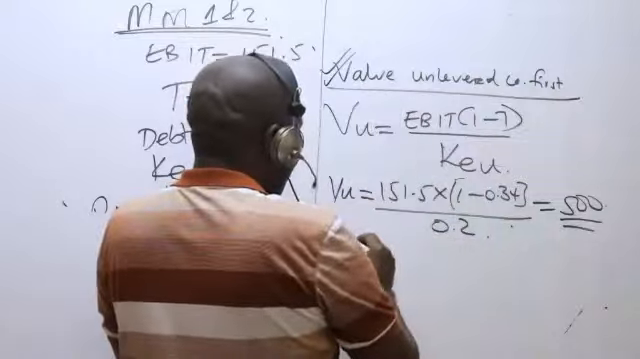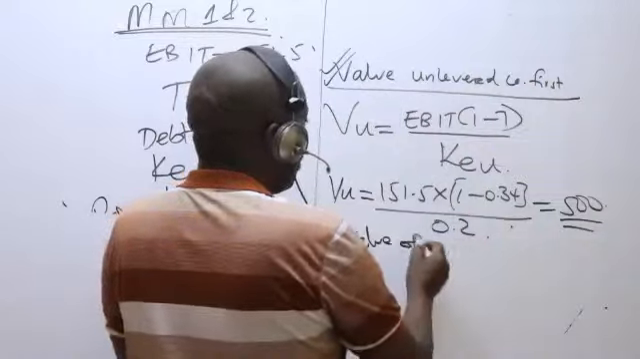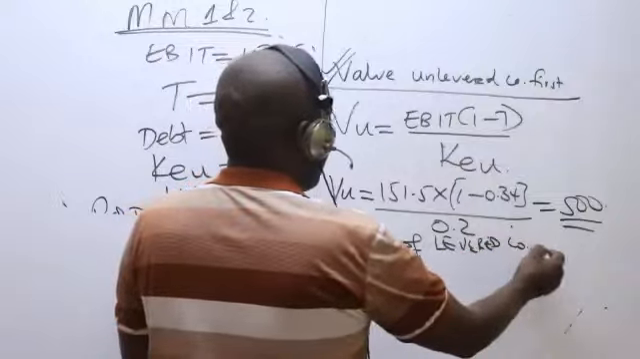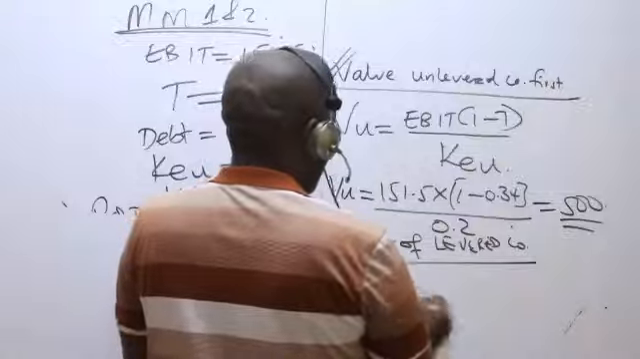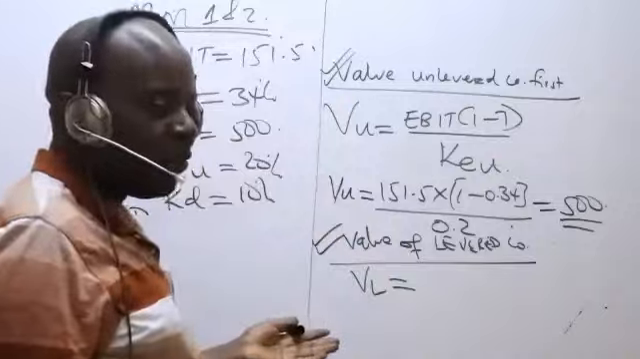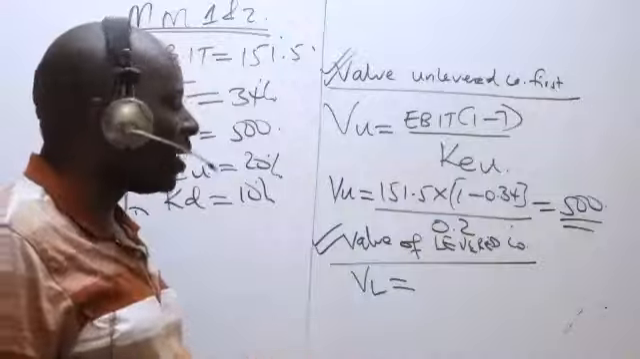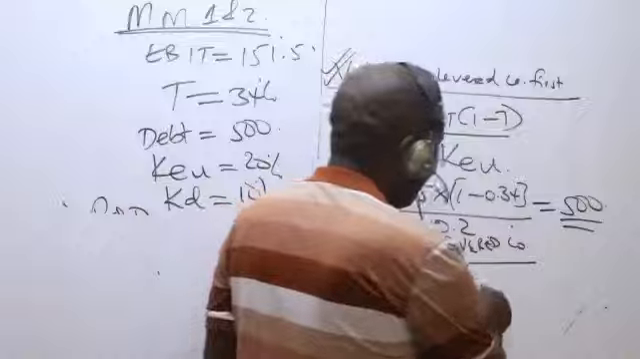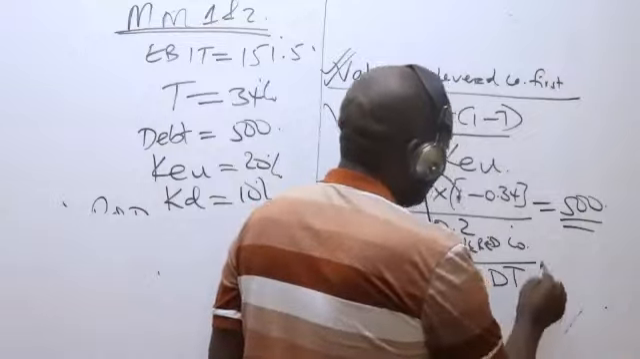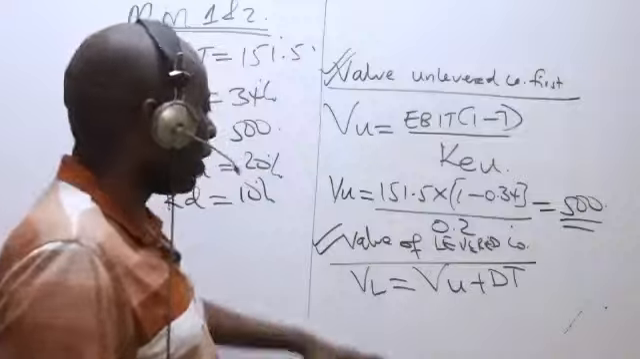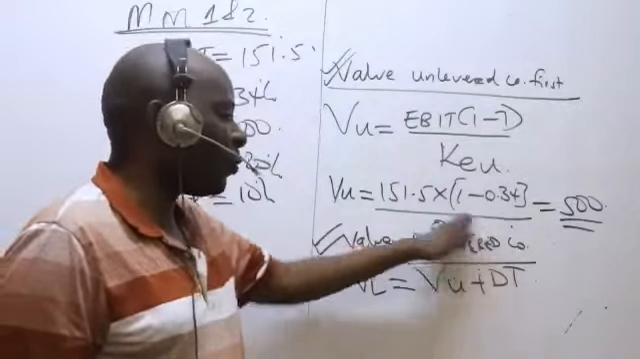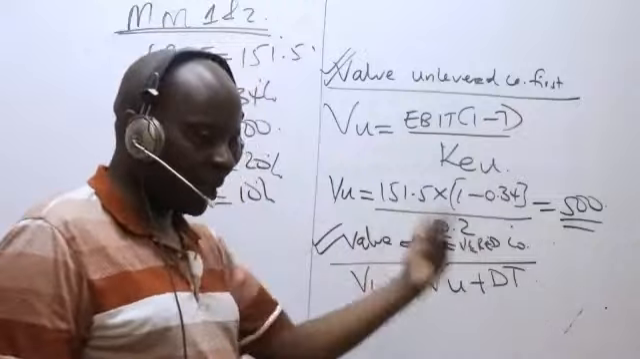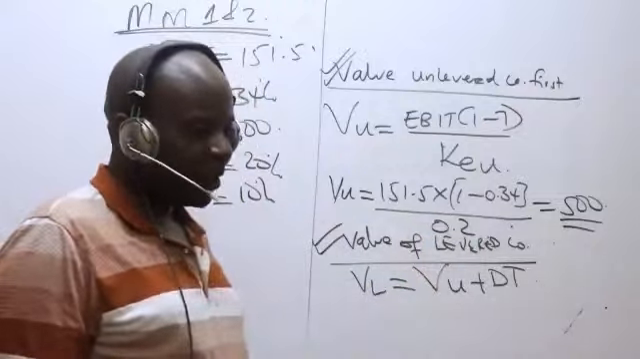Now go to the second step and give us the value of the levered company, VL. And if you remember very well, there is this formula that we must always remember: VL equals V plus DT. Very important formula. If I were you, I would have underlined this and, of course, used a yellow highlighter. Yellow brings out things very well, right?